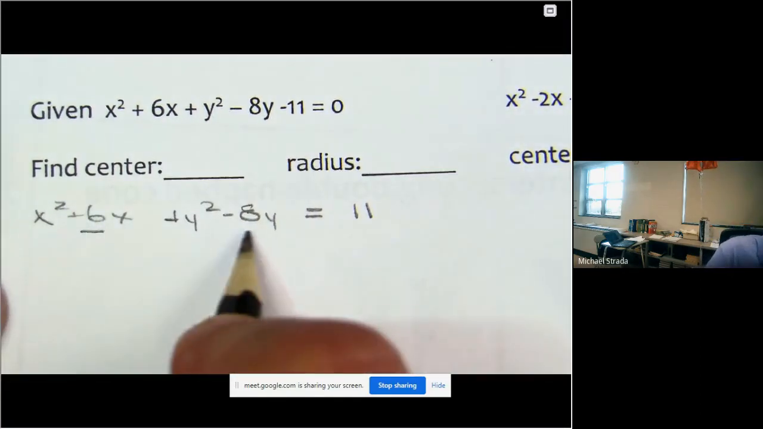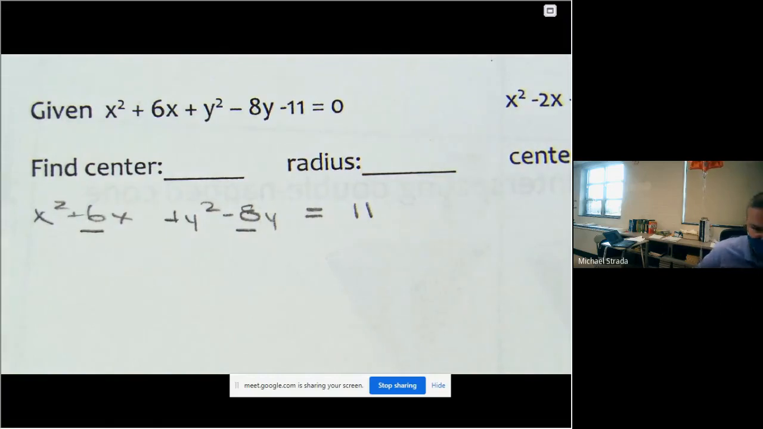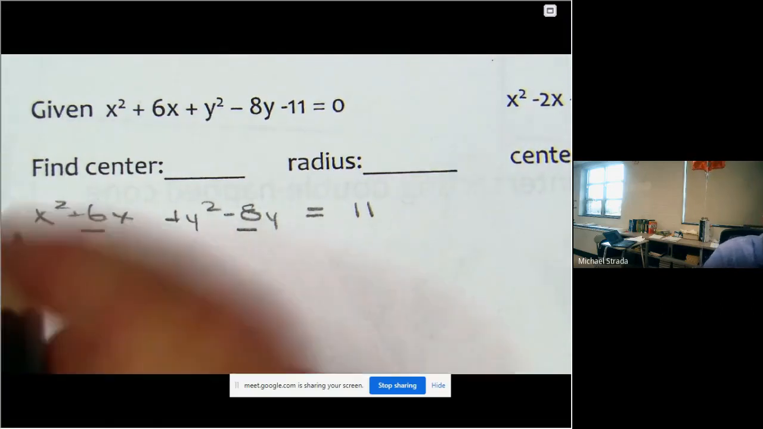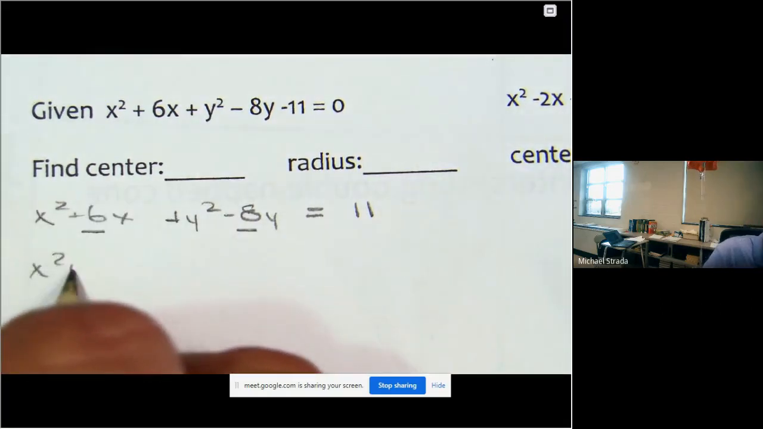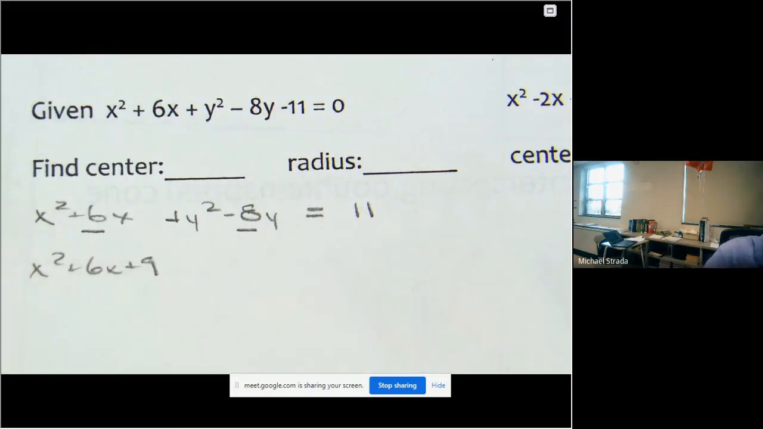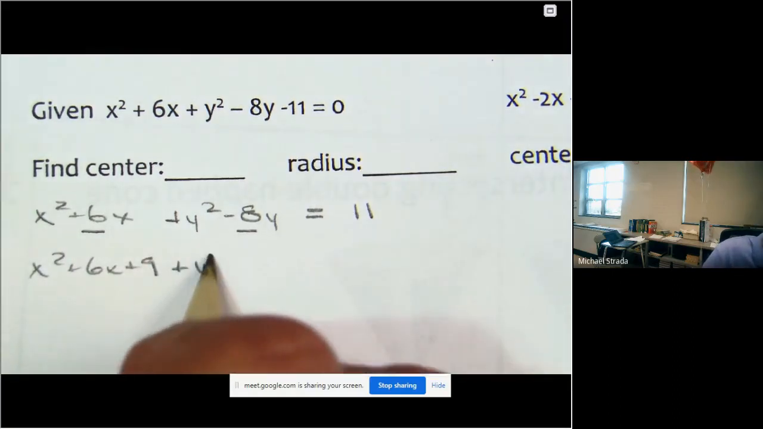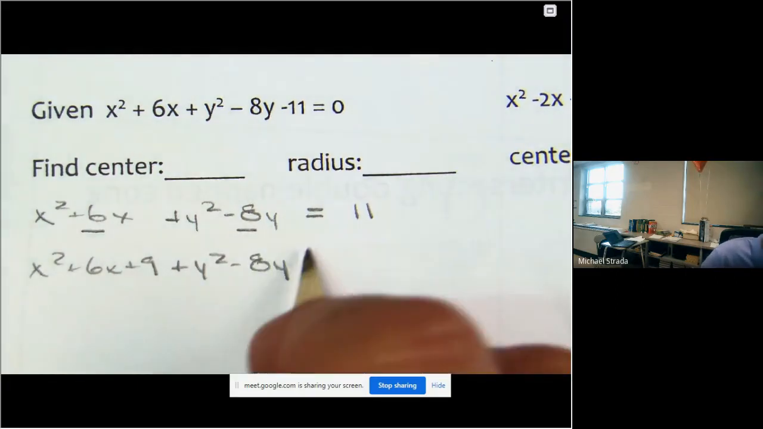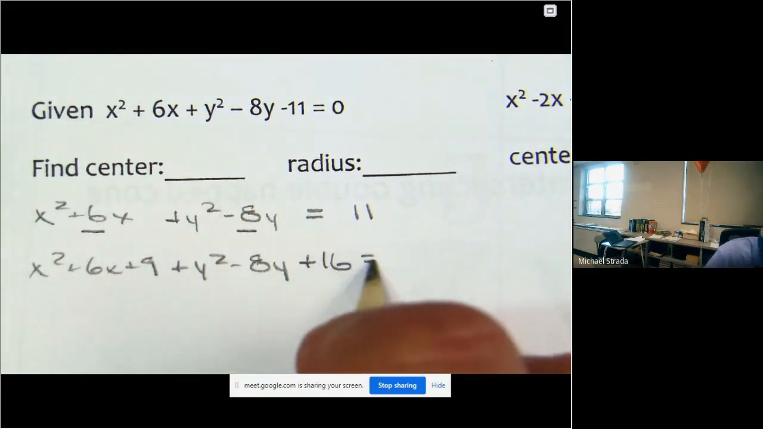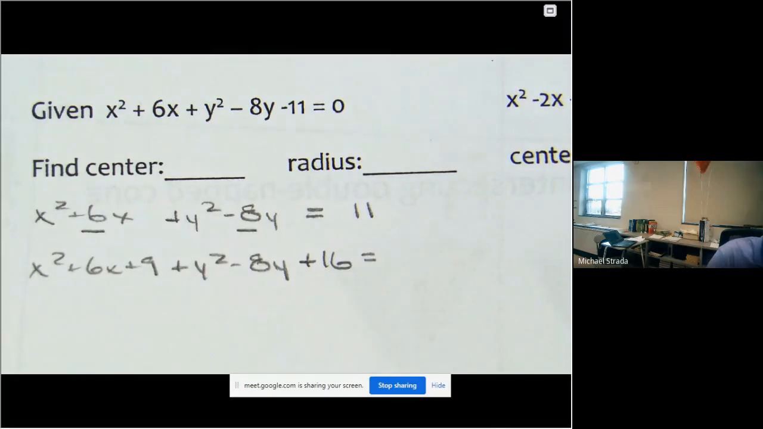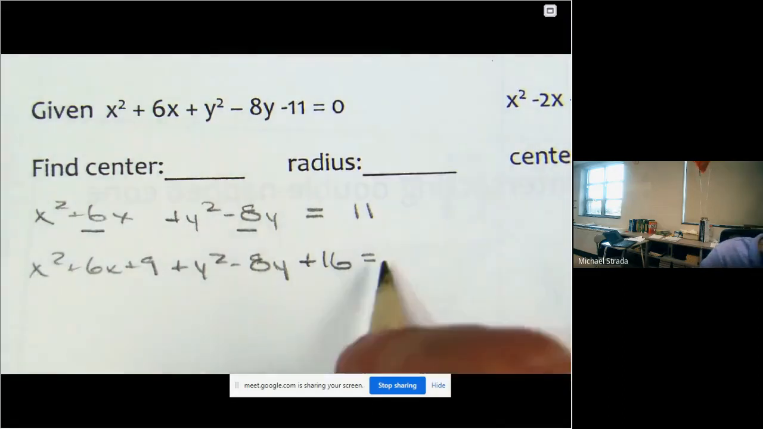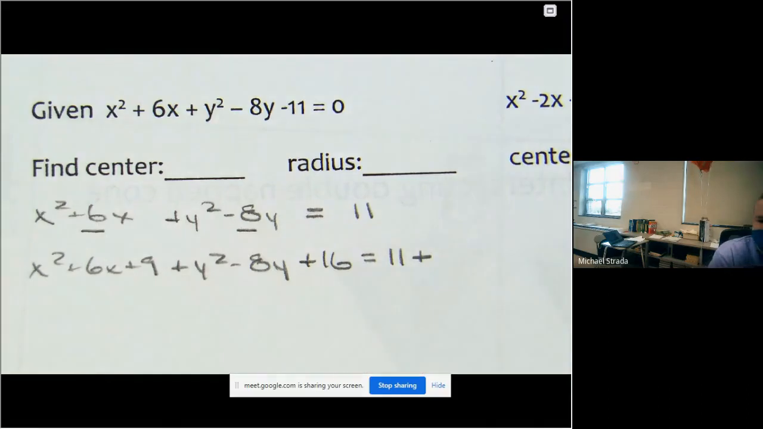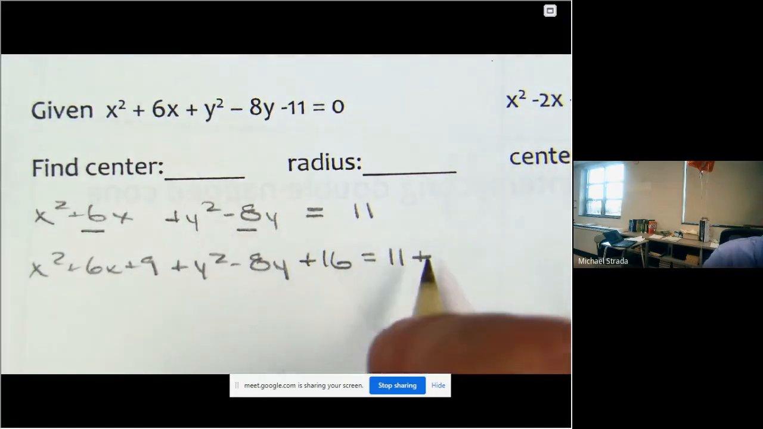Take each linear variable, cut them in half and square them. What's half of 6? 3 squared. x^2 + 6x + 9 + y^2 - 8y, half of 8, 4 squared. Doesn't matter if it's positive or negative, because whenever we square a negative, what does it turn into? Positive. 11 plus what? What do I have to add to the 11?